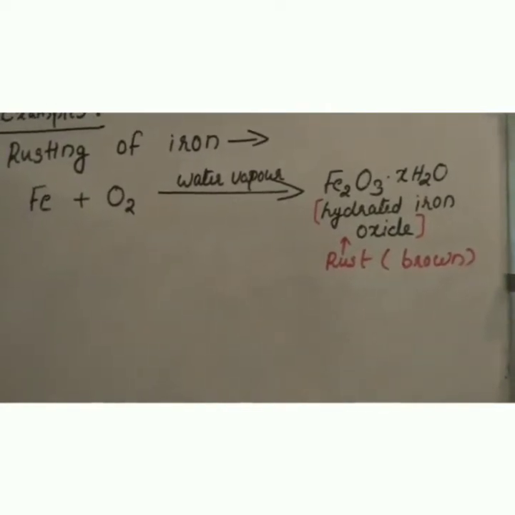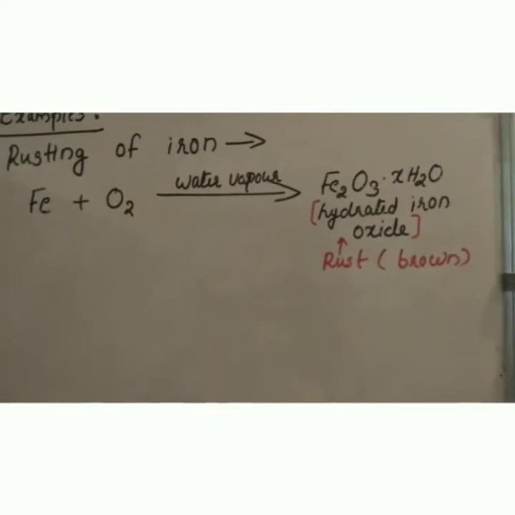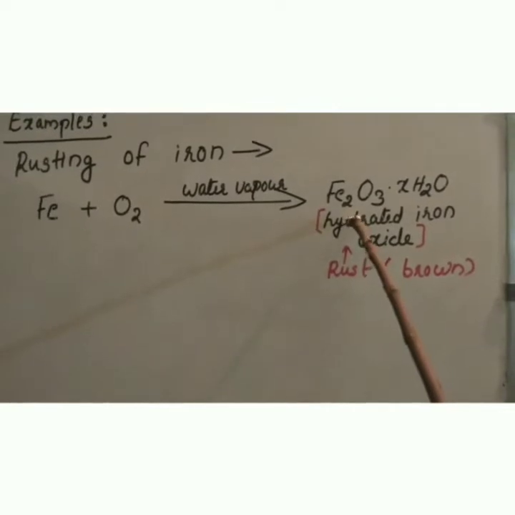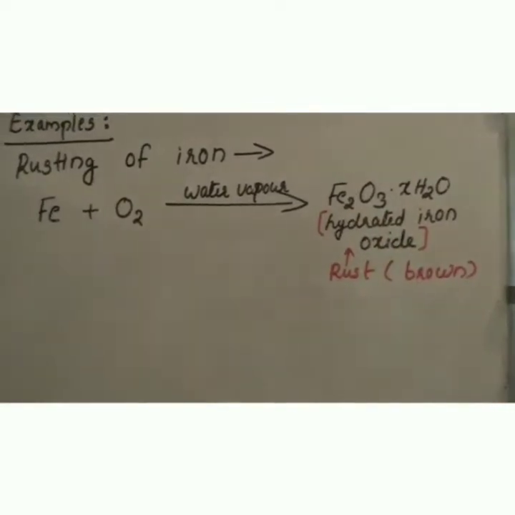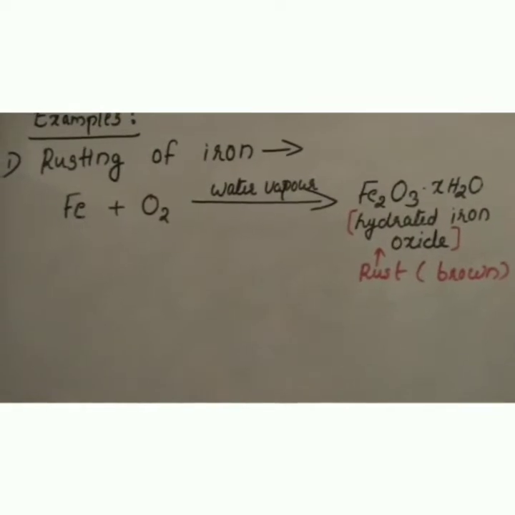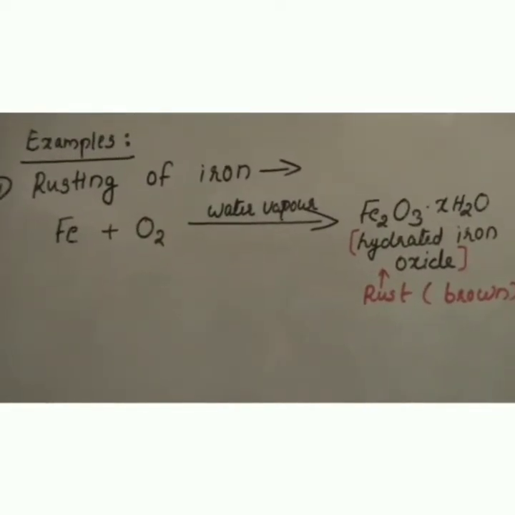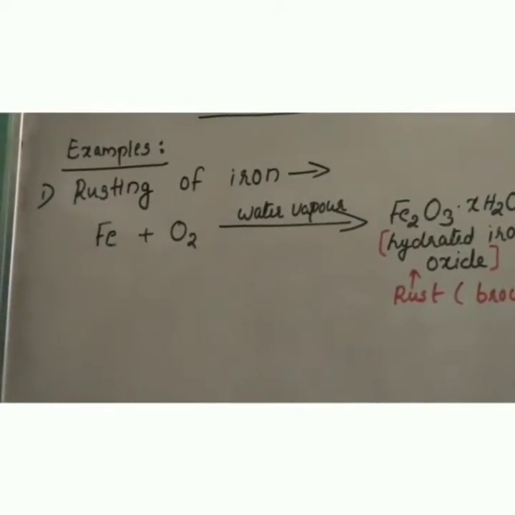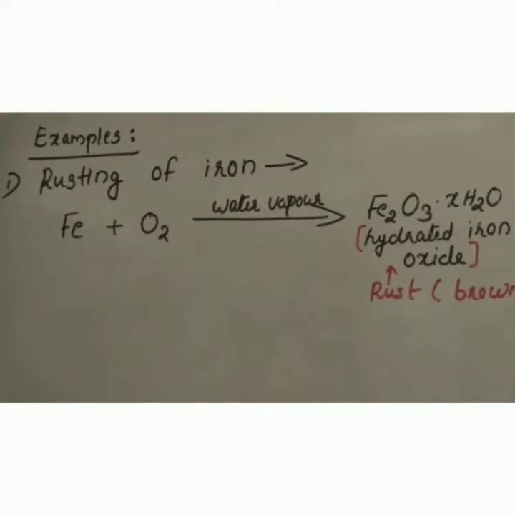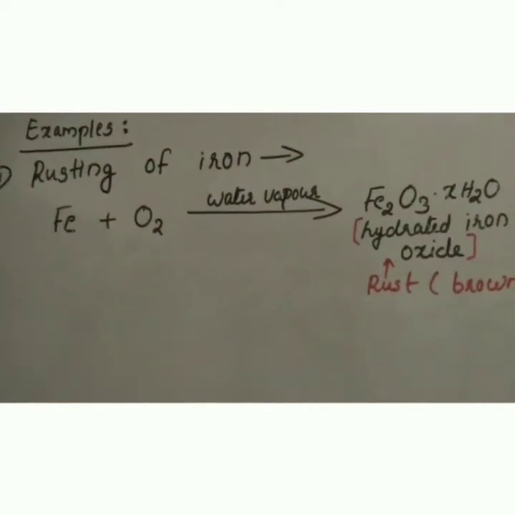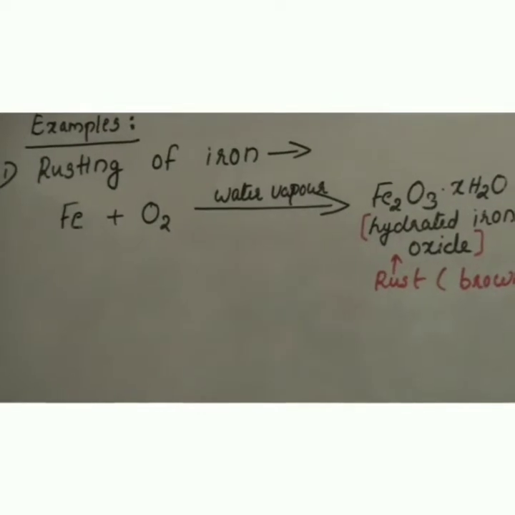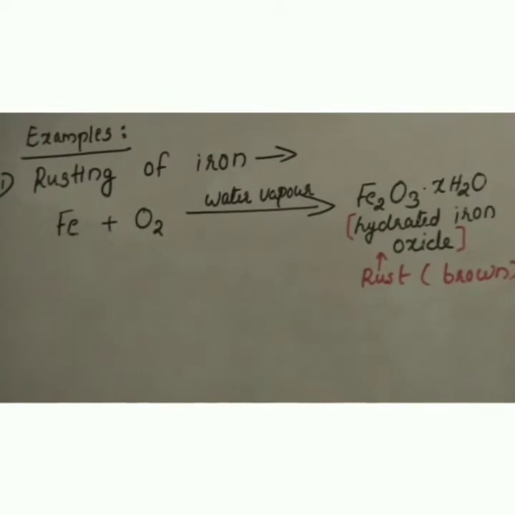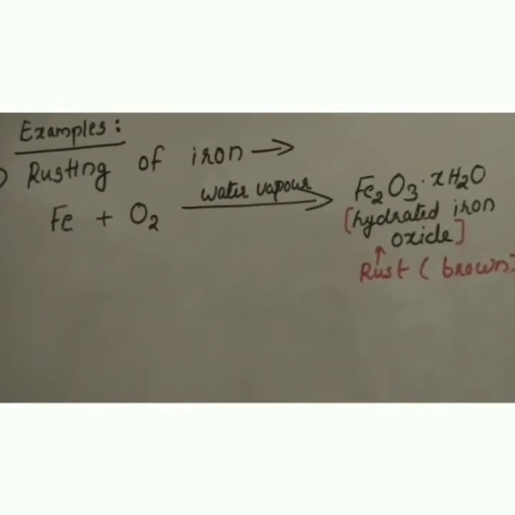What is rust? Hydrated iron oxide is known as rust. What is the chemical name of rust? Hydrated iron oxide. What is the brown colored substance formed on the surface of iron? Hydrated iron oxide. How is it formed? Iron reacts with the atmospheric oxygen and water vapor to form hydrated iron oxide. This hydrated iron oxide is known as rust.